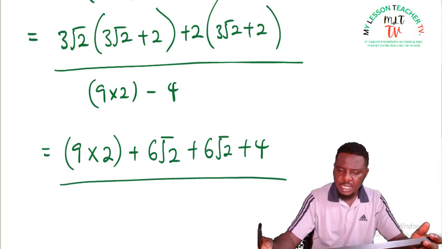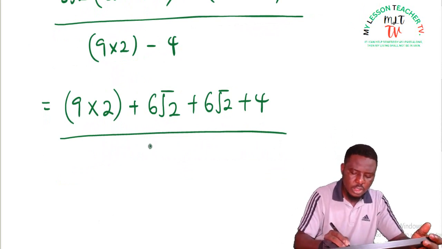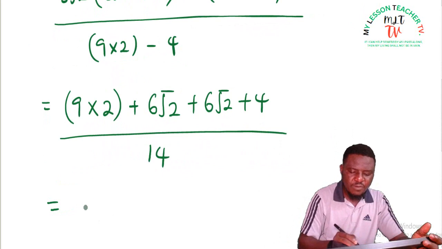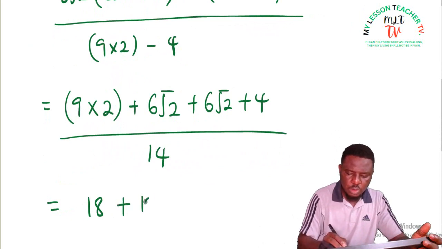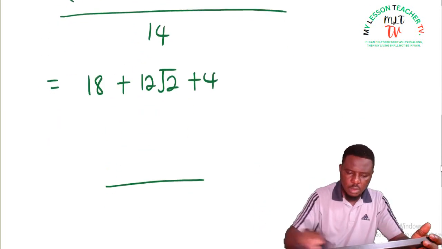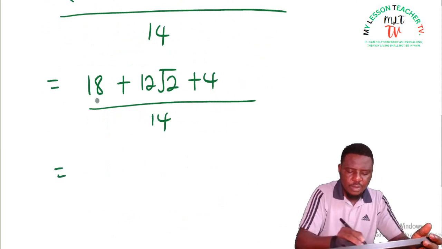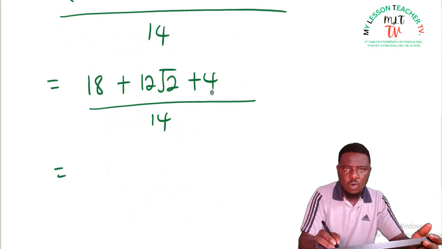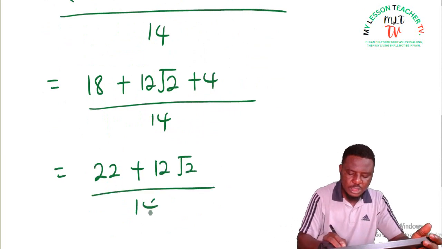All divided by 9 times 2 is 18, and 18 minus 4 is 14. When you simplify further, 9 times 2 is 18, plus 6 root 2 plus 6 root 2 gives us plus 12 root 2 plus 4, all divided by 14. And when you simplify further, 18 plus 4 is 22. That is 22 plus 12 root 2 divided by 14.